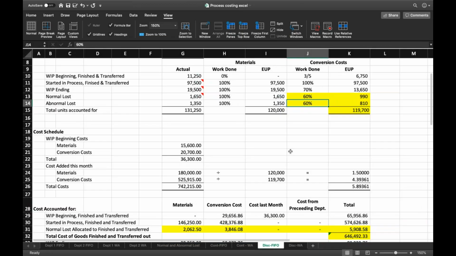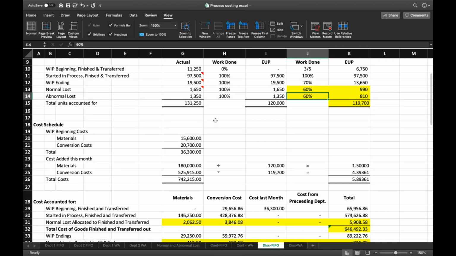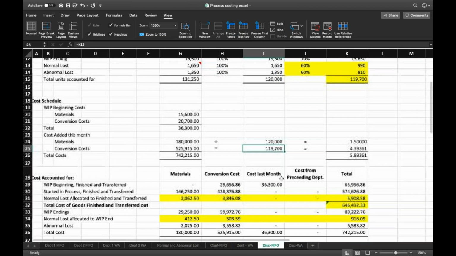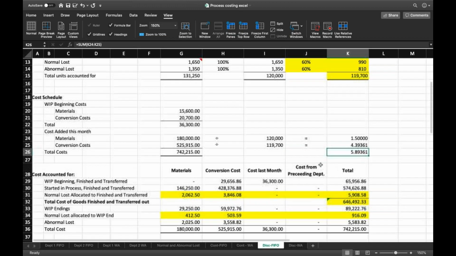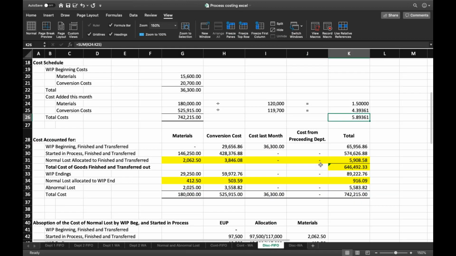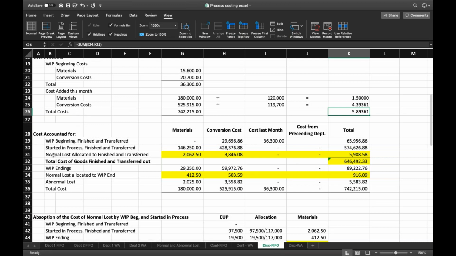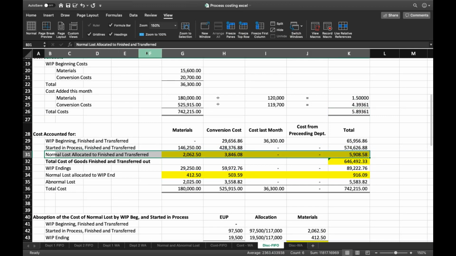Okay, so let's divide. This is first in, first out. So account for the beginning work in process cost separately. Divide the current cost by the EUP. Meron na tayong per unit. Okay. Pagdating sa cost accounted for, ang meron lang difference sa discrete versus continuous loss ay itong allocation of the normal lost units.